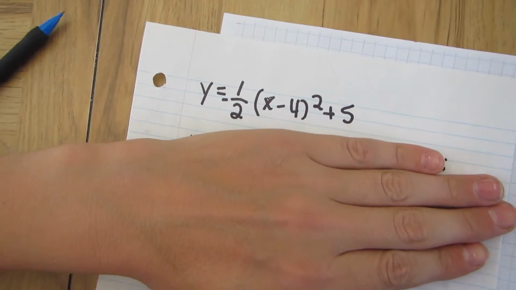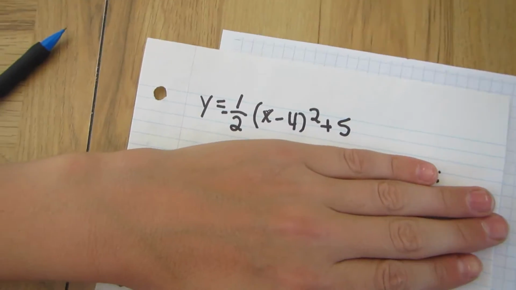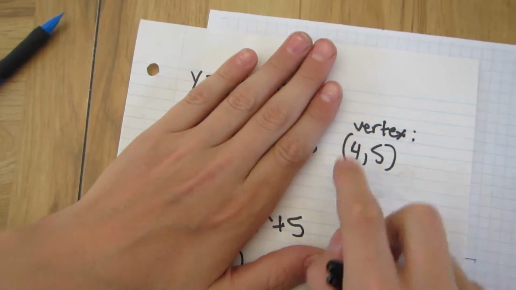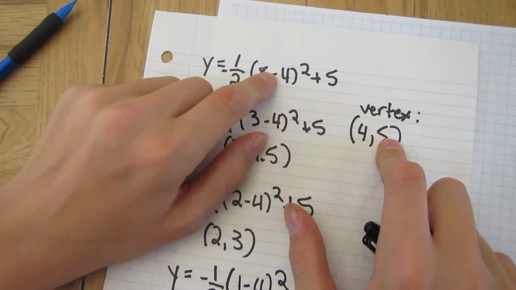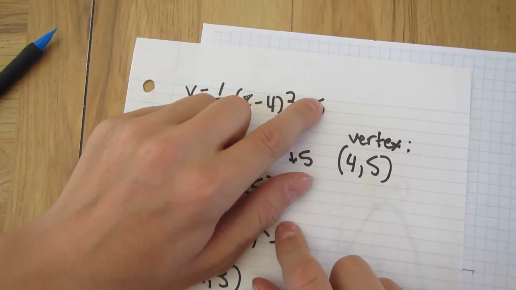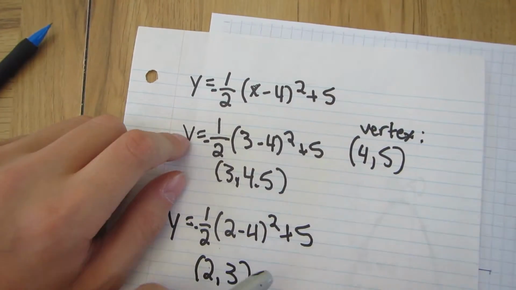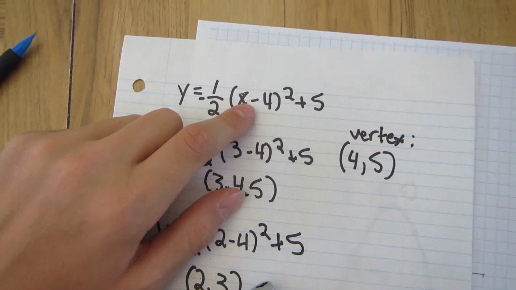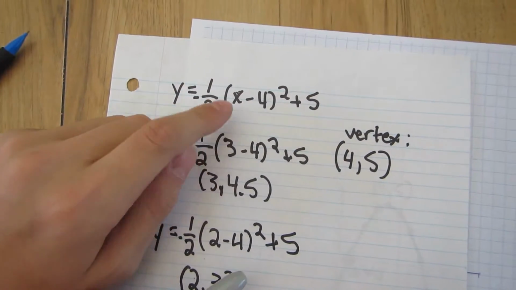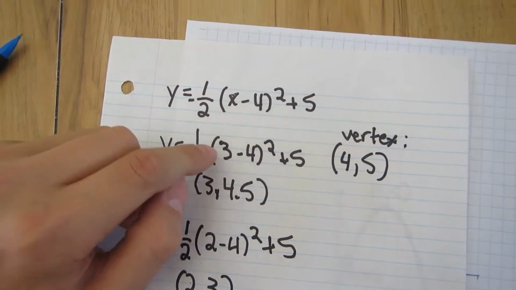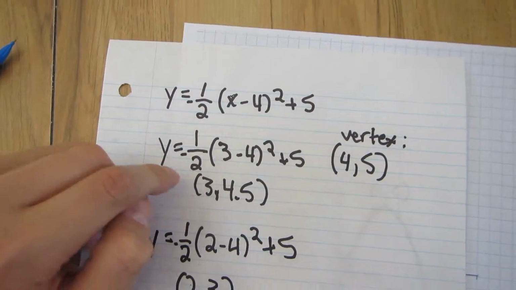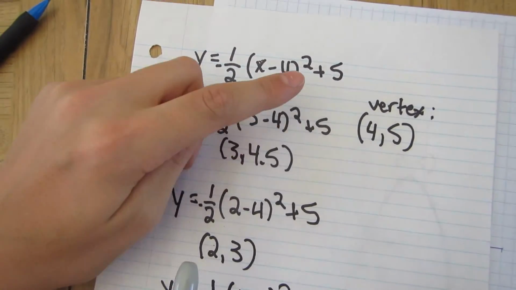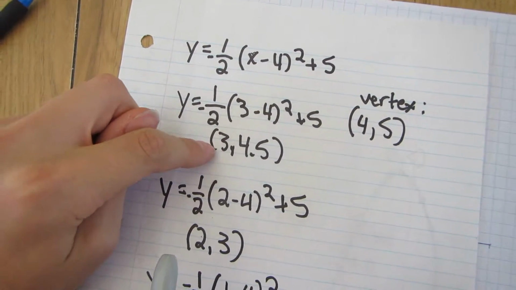So now we have y equals -1/2 times x minus 4 squared plus 5. So we know that our vertex is 4, 5, because this is actually positive, and this is 5. Now we have y equals -1/2, and we're going to input the value of 3, like we did in the last one, because it's the opposite. So we have 4 here, so now we're going to go down 1, to 3.